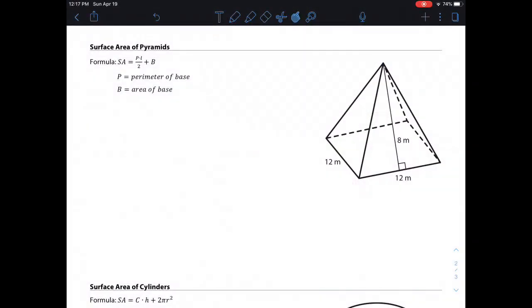All right, here we go. Shape number 3, solid number 3, I should say. And solid number 3 is a pyramid. So we're going to find the surface area of a pyramid. Now, a pyramid will come in many shapes and sizes. We're only going to be dealing with rectangular, or in this case, a square pyramid.